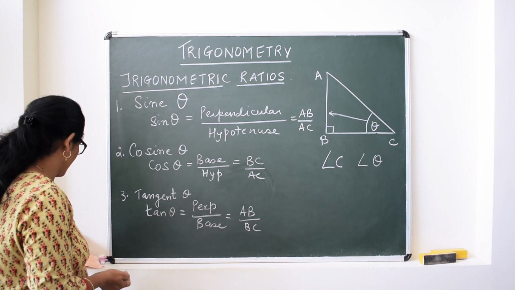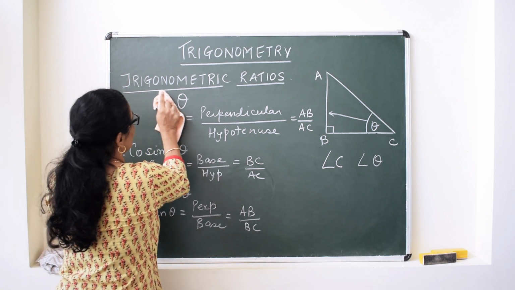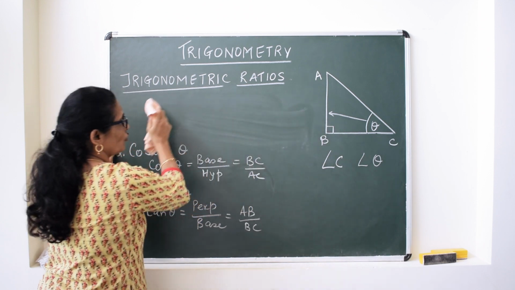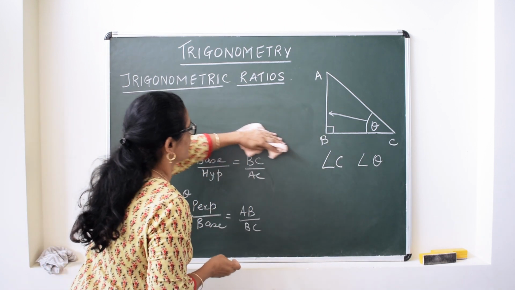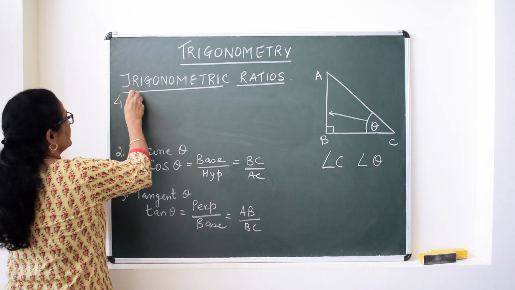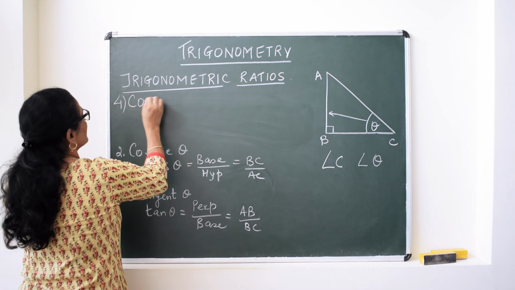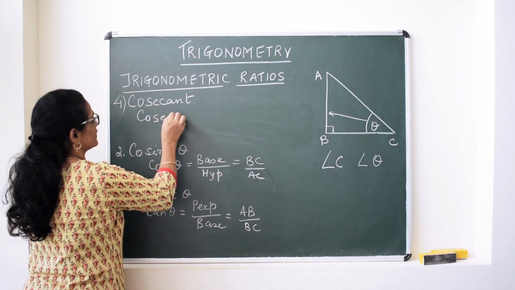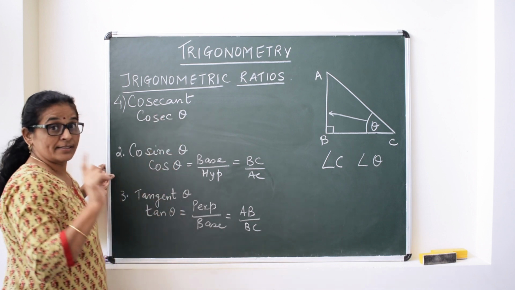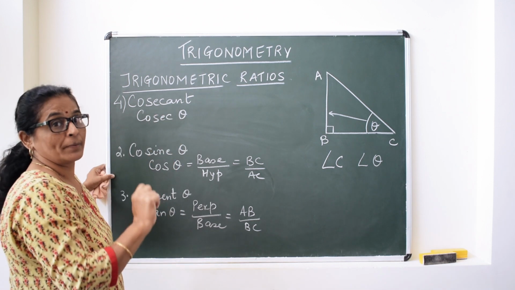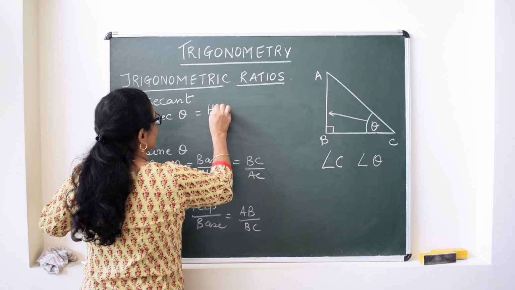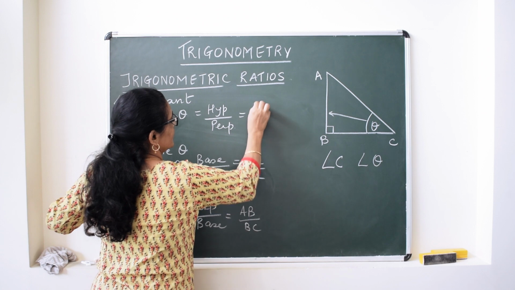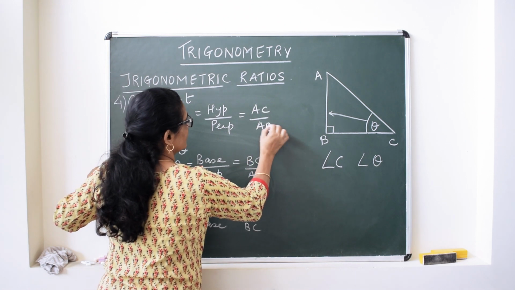So for sine theta, its reciprocal is cosec. When we say cosec, it's the short form of cosecant. This is the fourth ratio, cosecant. Cosec of this theta is hypotenuse upon perpendicular. So when we write it as hypotenuse upon perpendicular, then that is AC upon AB.